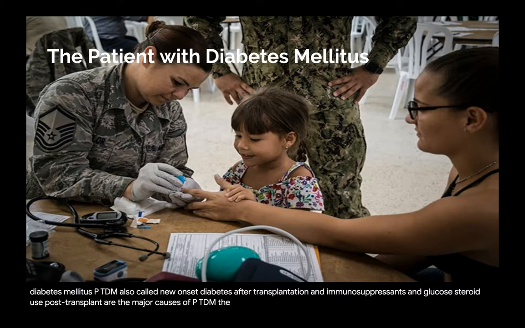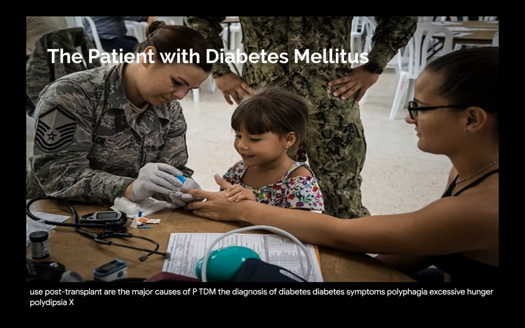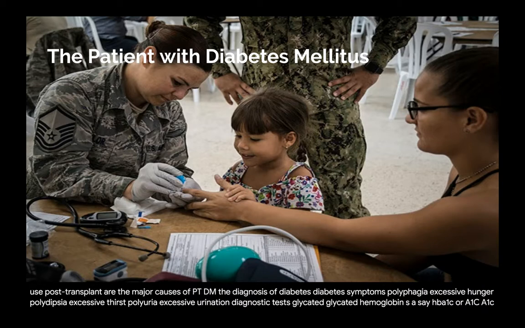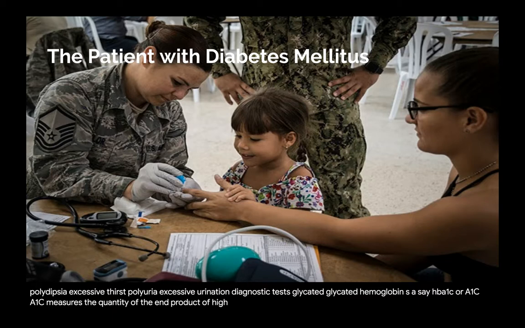The diagnosis of diabetes. Diabetes symptoms: polyphagia, excessive hunger; polydipsia, excessive thirst; polyuria, excessive urination. Diagnostic test: glycated hemoglobin assay, HbA1c or A1c. A1c measures the quantity of the end product of high glucose bound to a hemoglobin molecule, glycated or glycosylated hemoglobin.